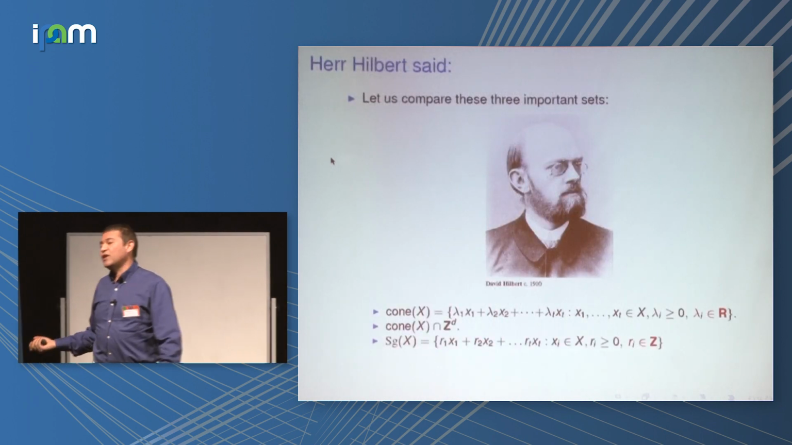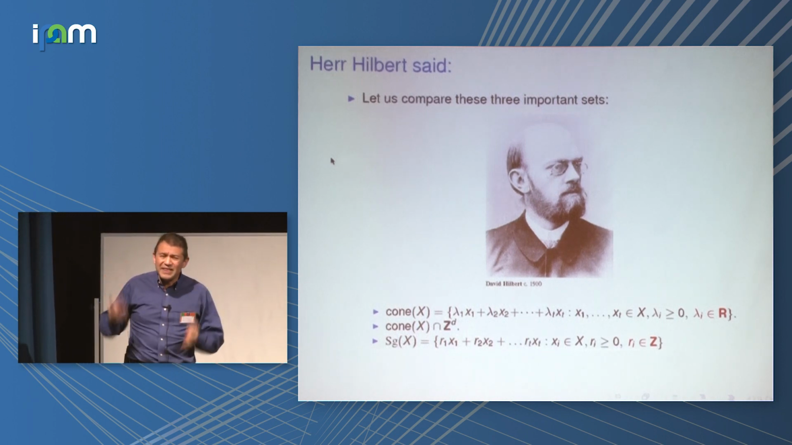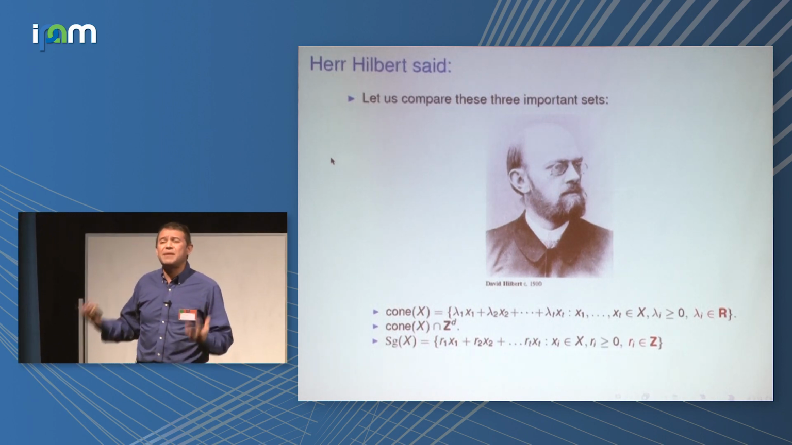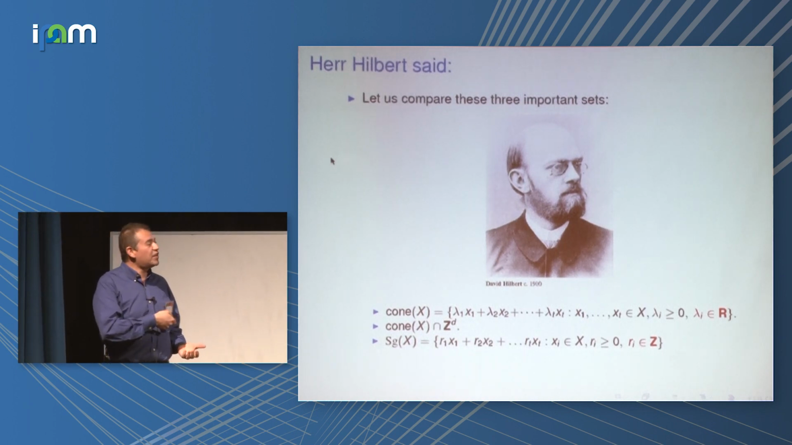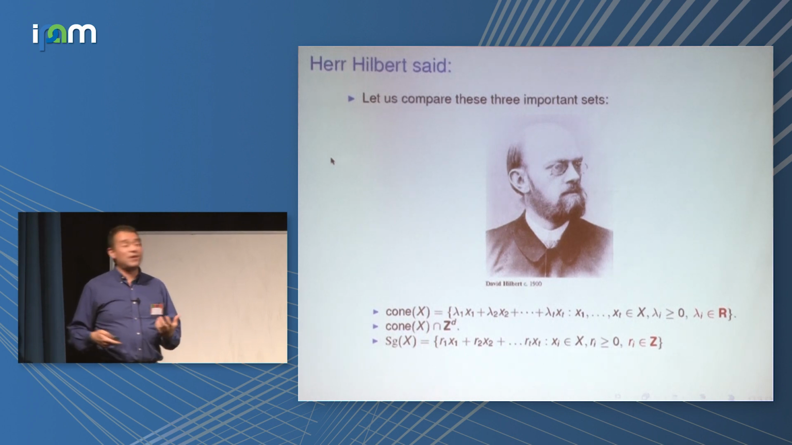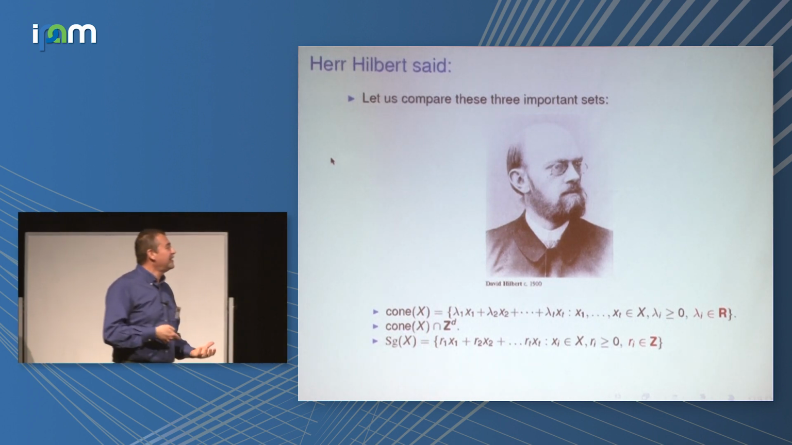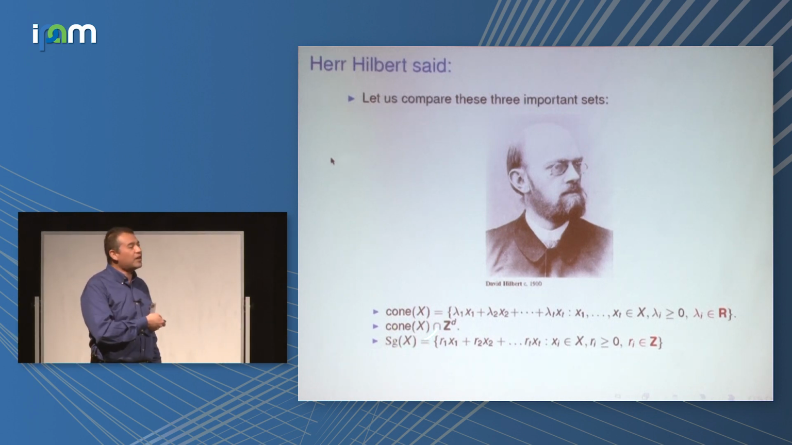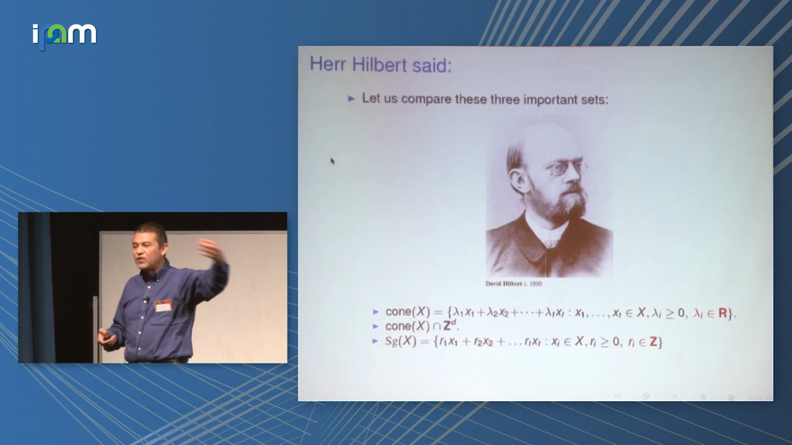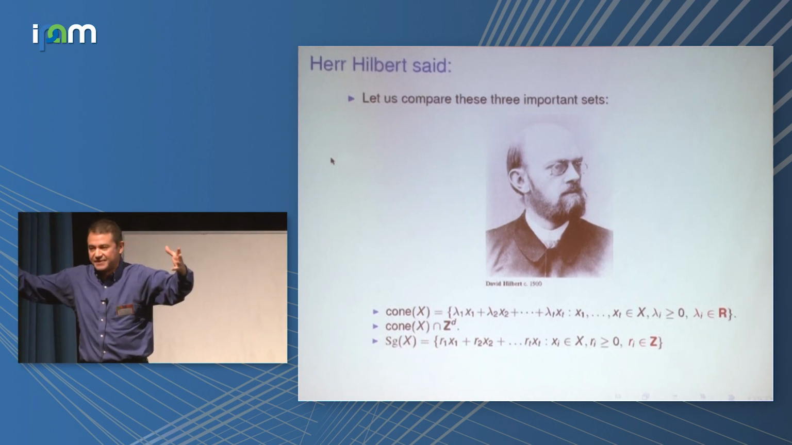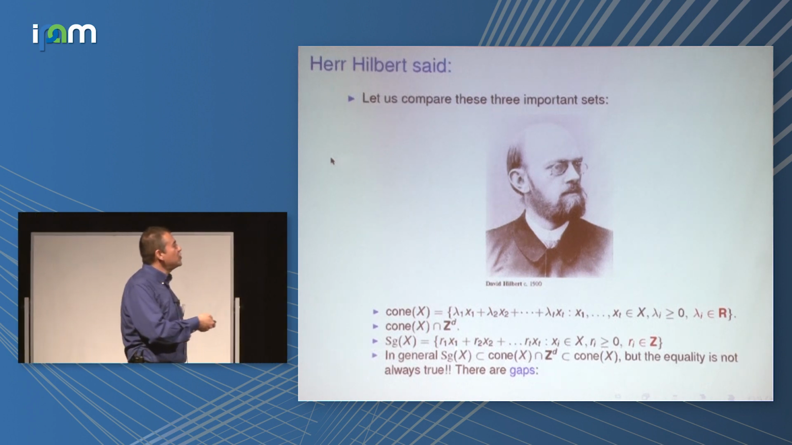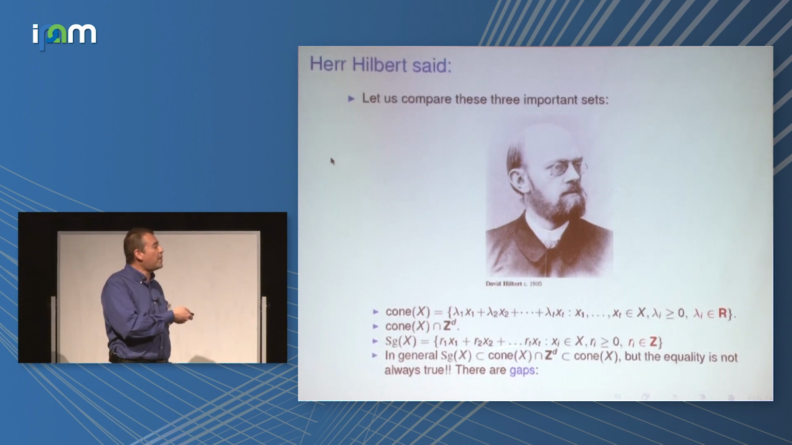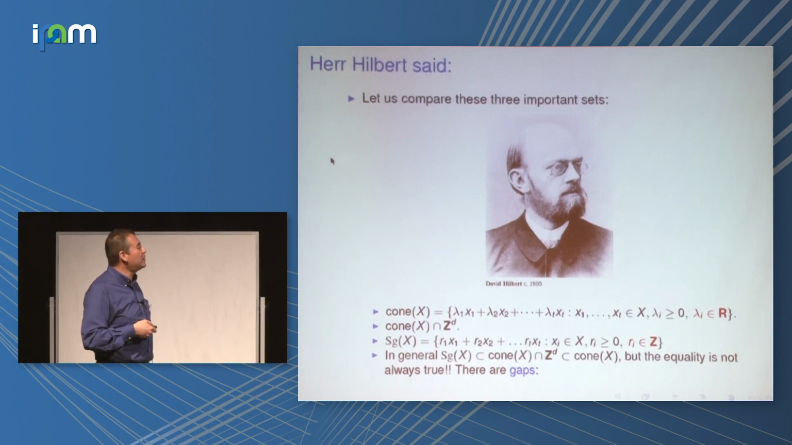OK, and finally, the semigroup. And Hilbert was fundamentally interested in the differences between these three mathematical objects. So essentially, we know that the cone contains the other two properly, but the fundamental question that Hilbert was really interested in is to understand when the semigroup is actually equal to the set of all the lattice points in the cone. The situation of no gaps. And in fact, in general, you have these proper containments, right? The semigroup is properly contained in all the lattice points, which is properly contained in the cone.